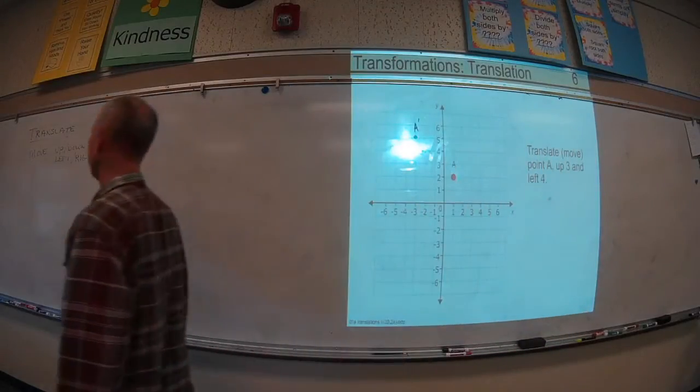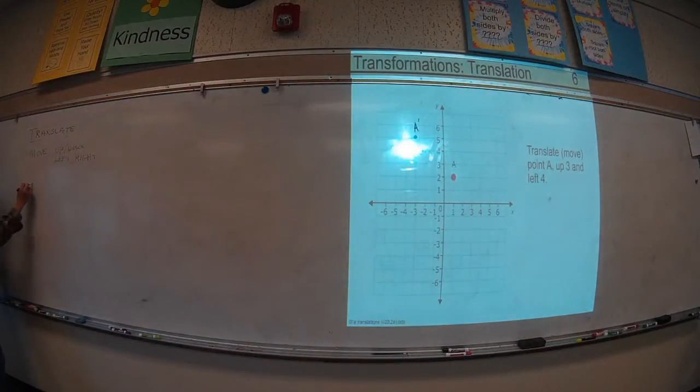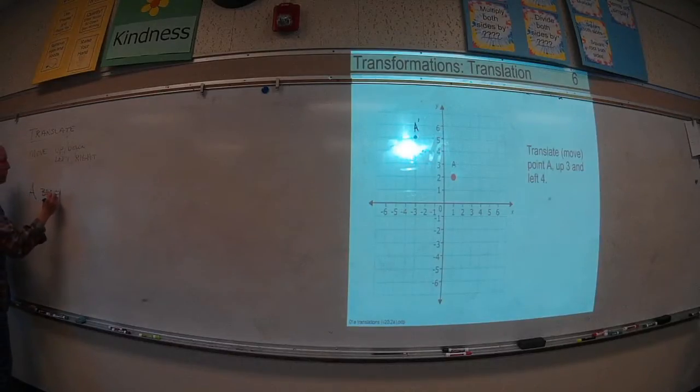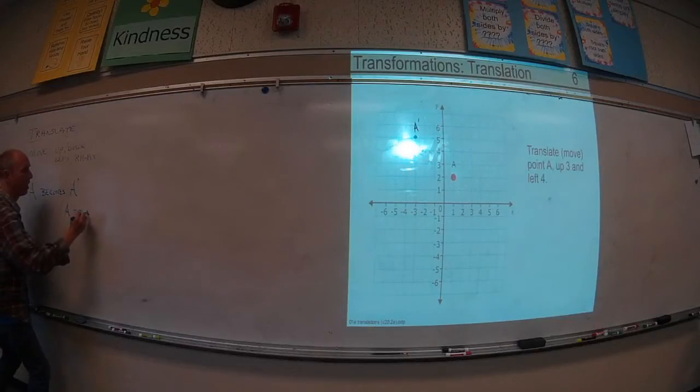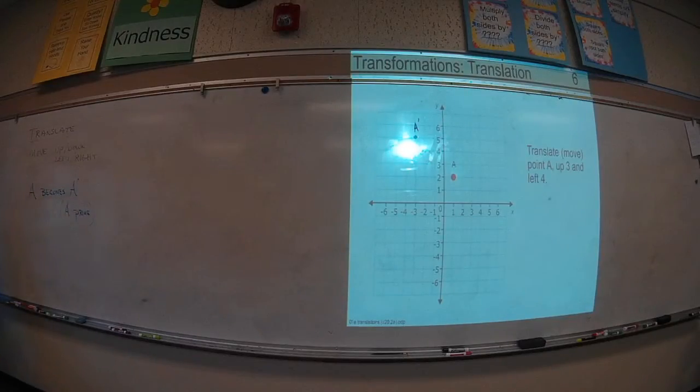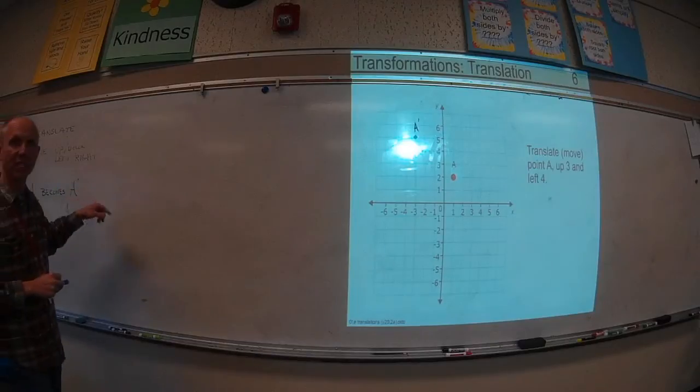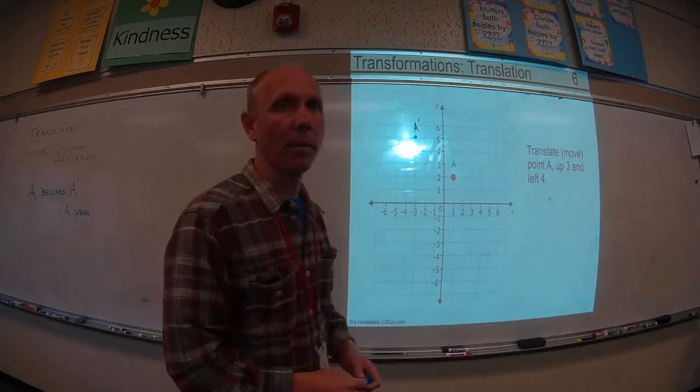So this point, in your notes, A becomes A prime. And I'm going to write into this A prime. That's how it's pronounced, or read. If it had 2 little apostrophes, it'd be called a double prime, A double prime.